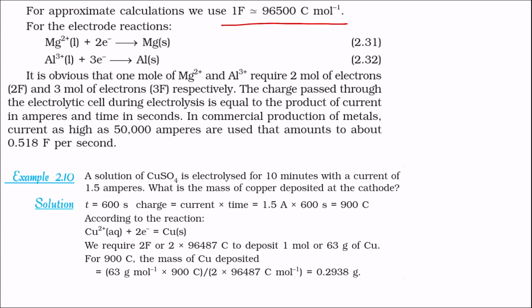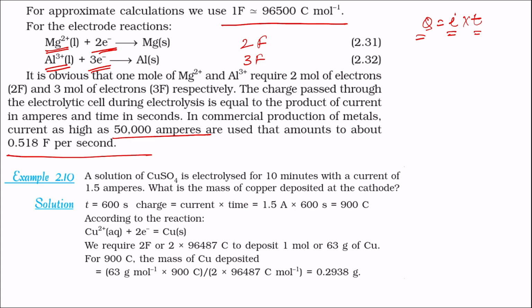Now see these electrode reactions. Here 1 mole of magnesium requires 2 moles of electrons, meaning it requires 2 Faradays of electricity. And 1 mole of aluminium requires 3 moles of electrons, meaning to discharge 1 mole of aluminium, 3 moles of electrons are required, or the quantity of charge required is 3 Faradays. Now charge is equal to current into time. Current is in ampere, time is in second, and charge is in coulombs. In commercial production of metals, currents as high as 50,000 amperes are used. That amounts to about 0.518 Faraday per second.